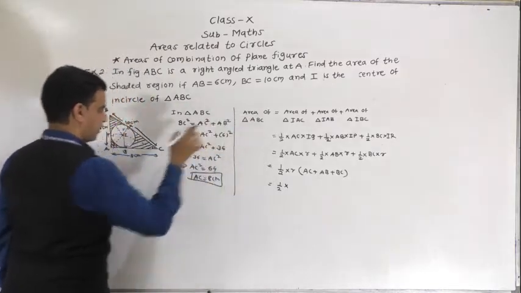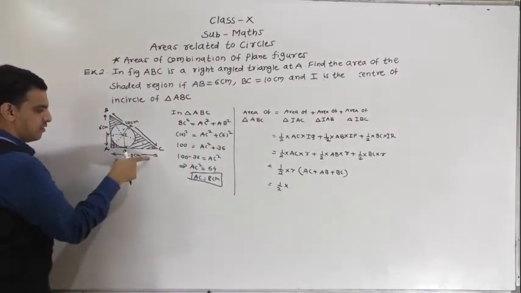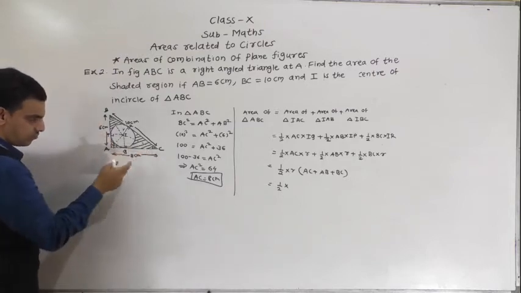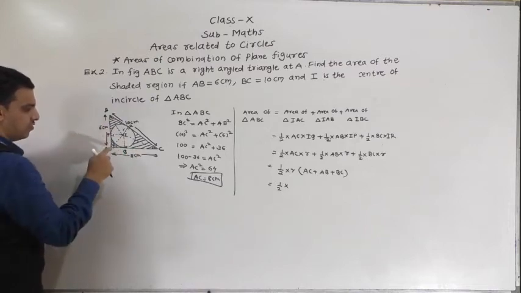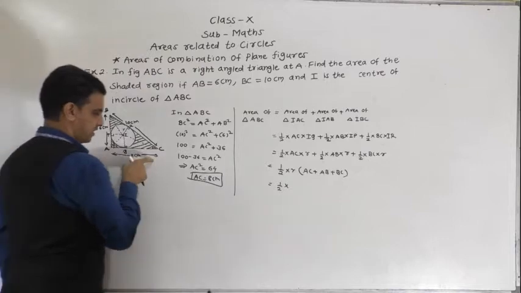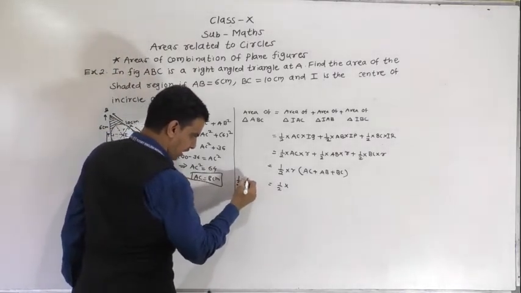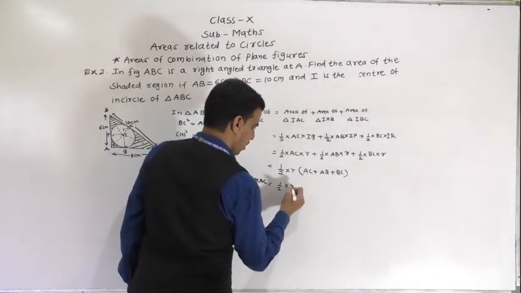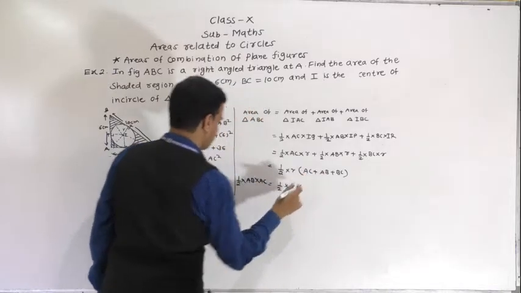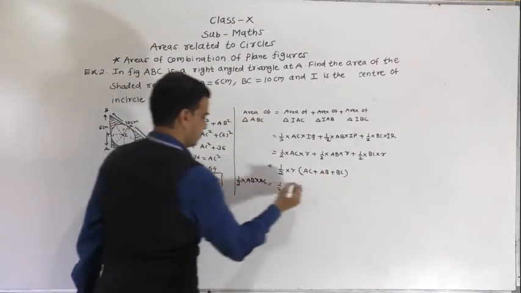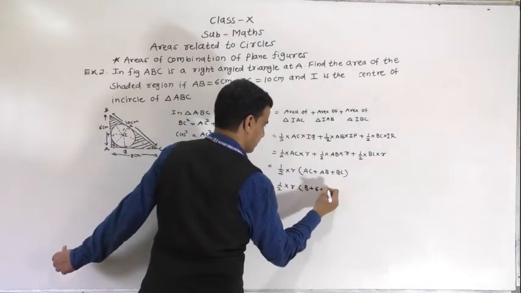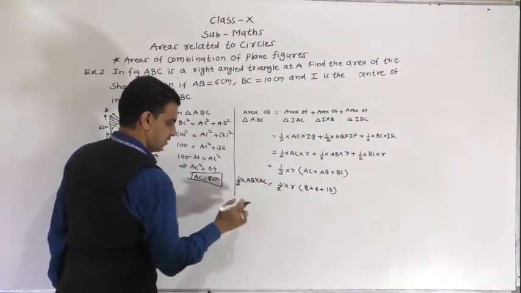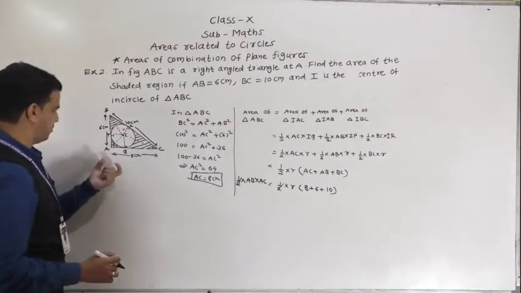Now here we know the area of triangle ABC. This is a right angle triangle, so what is the area of a right angle triangle? That is half into base into height, or half into the multiplication of legs of the right triangle, that is AB into AC, so half into AB into AC, okay? So half into R into AC, that is 8, plus AB is 6 and BC is 10. So here this half and this half will get cancelled.